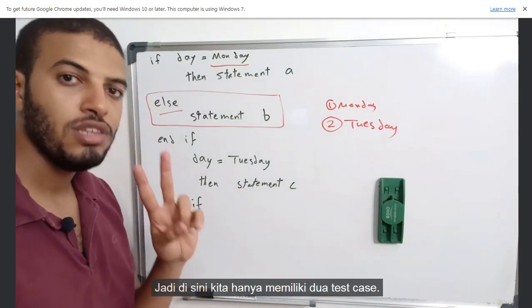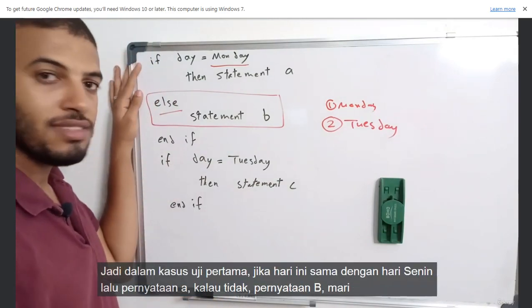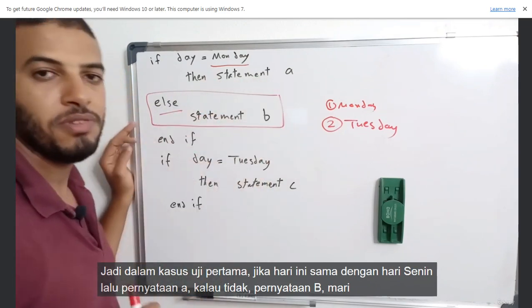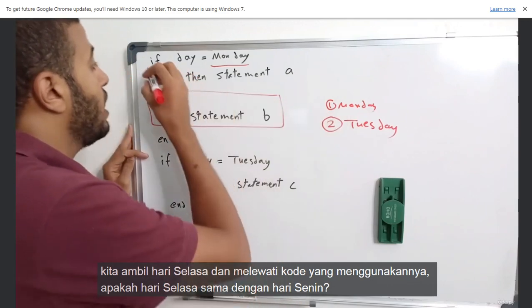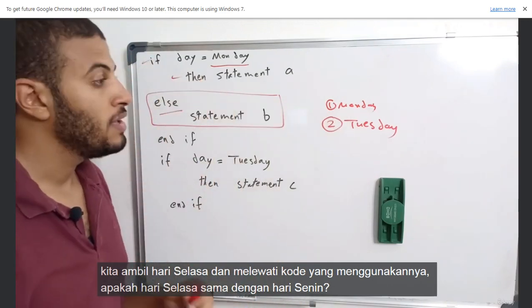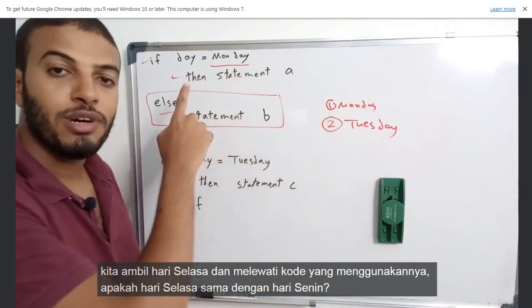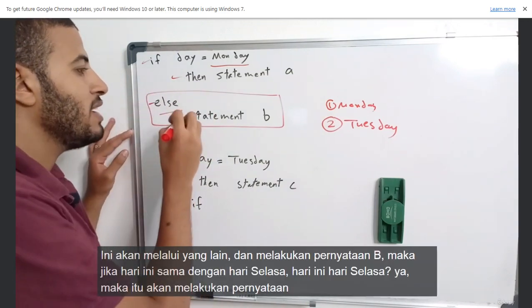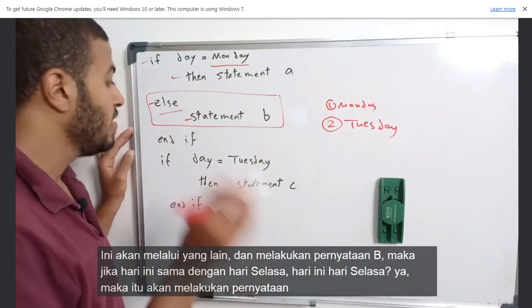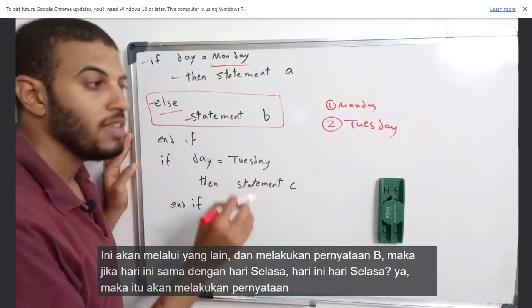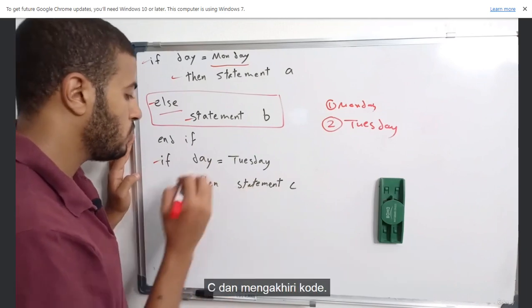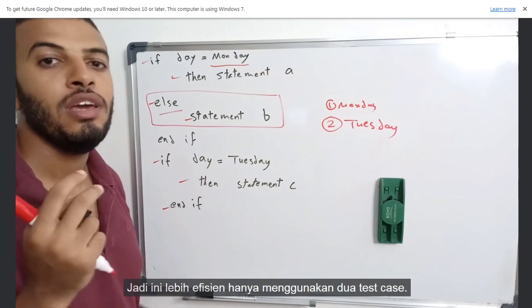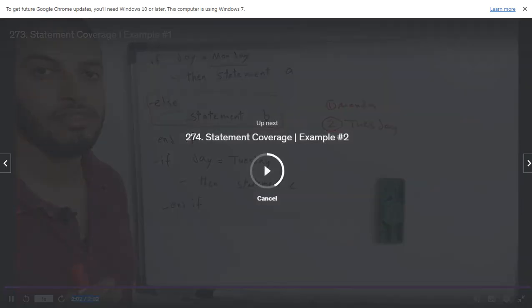So here we have only 2 test cases. In the first test case, if today equals Monday, then statement A, else statement B. Let's take Tuesday and pass through the code using it. Is Tuesday equals Monday? No. So it will go through the else and perform statement B. Then, if today equals Tuesday, is today Tuesday? Yes. Then it will perform statement C and end the code. So this is more efficient, only using 2 test cases.